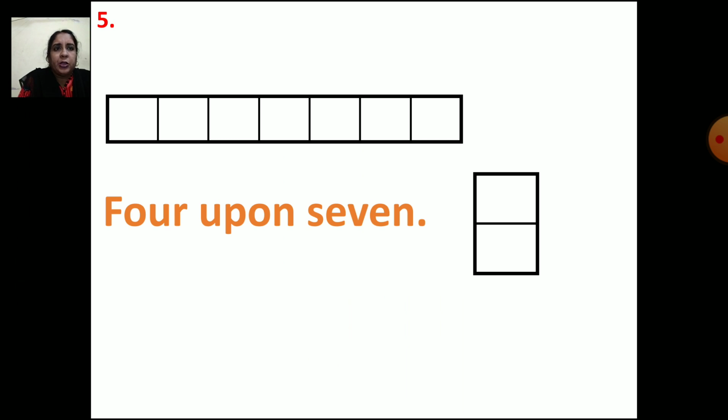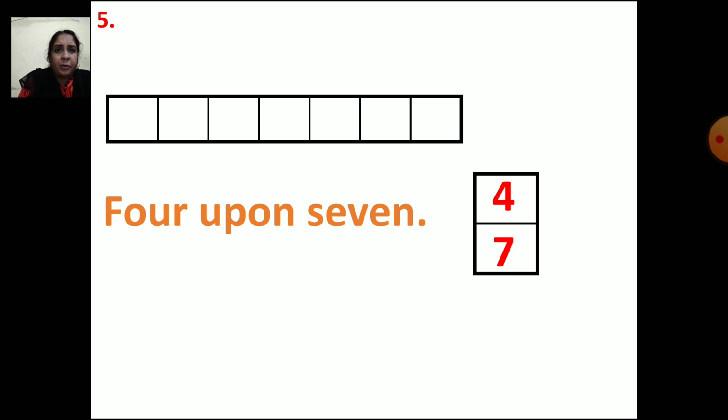Now the next question. You can see a strip is given, right? And it is divided into how many parts? If you count the parts, how many parts are there? 7 parts, right? A box is given, it is divided into 7 parts. And what is written there? 4 upon 7. So first you have to write this in the form of a fraction. So how are you going to write 4 upon 7? Which number will come up? 4. 7 will come down, that is in the denominator.